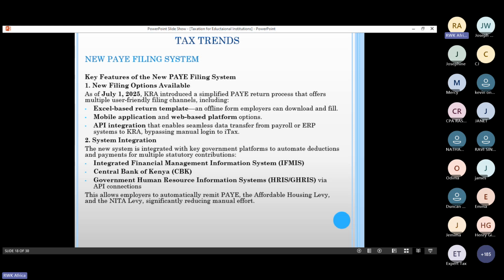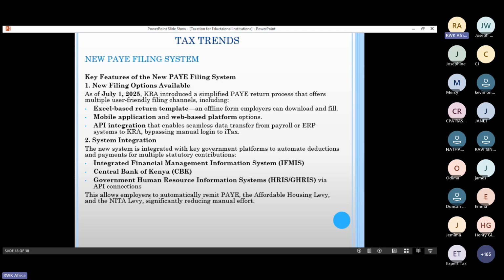It will enable data transfer from the payroll or ERP direct to KRA system. So under the API integration, there is no need to use the iTax portal. So those are the different filing options that we have. But you can start with the Excel-based return template, which is new. Experience that and see. It's very simple and it does not have much to do when filing the pay-as-you-earn return. Then you have the system integration.